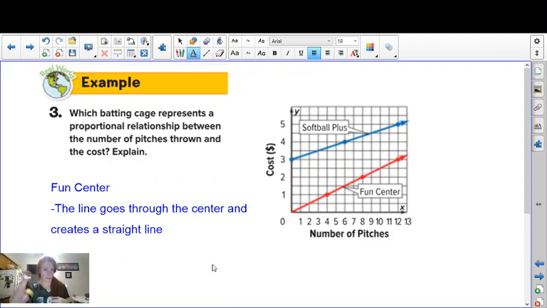All right, so Fun Center. The line goes through the origin and it creates a straight line. So because it does hit those two key parts, they are proportional.